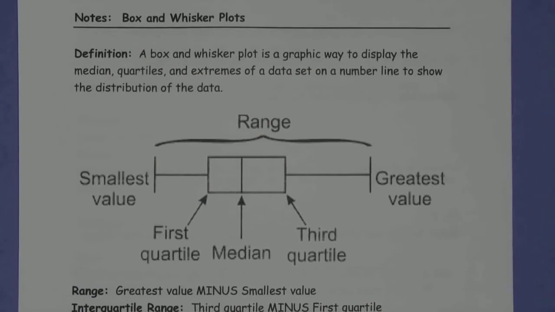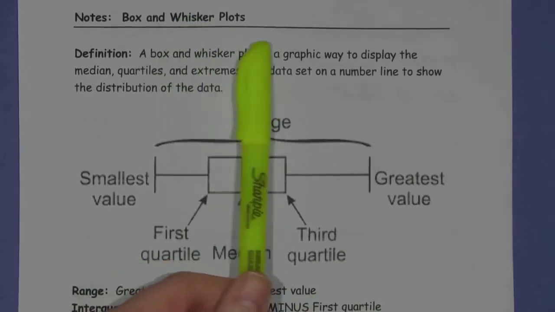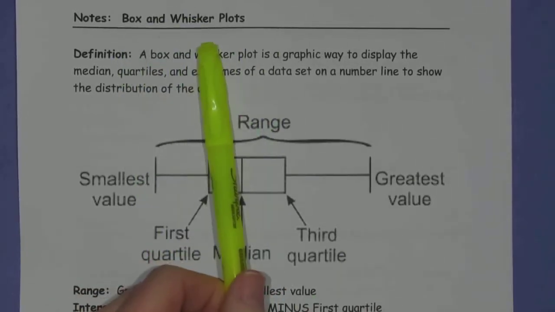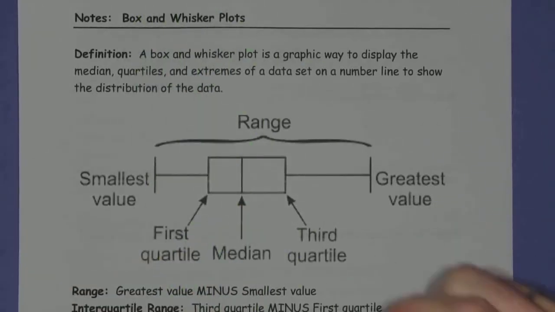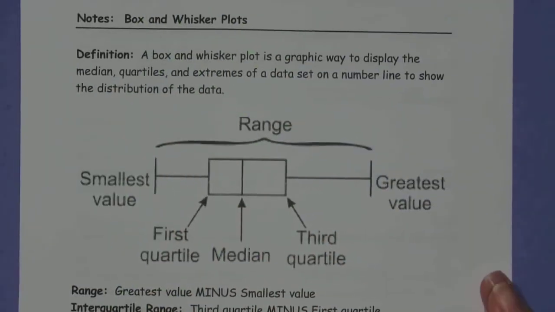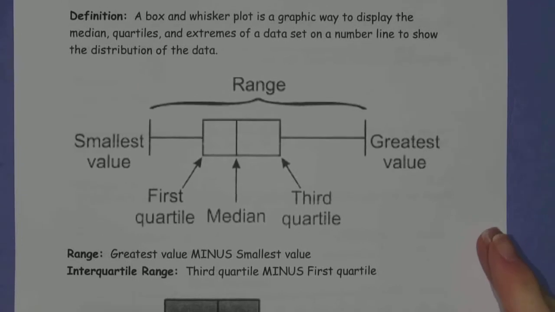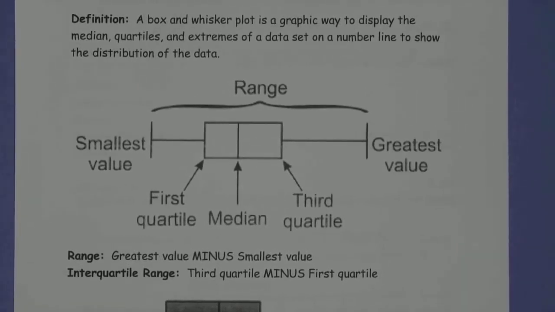We just finished our lesson on stem and leaf plots. Stem and leaf plots are a way to organize data. Box and whisker plots are also a way to organize data, but they're quite different. So let's take a look at our first page, which I'm just going to read to you because it just goes over some basic vocab for box and whisker plots.